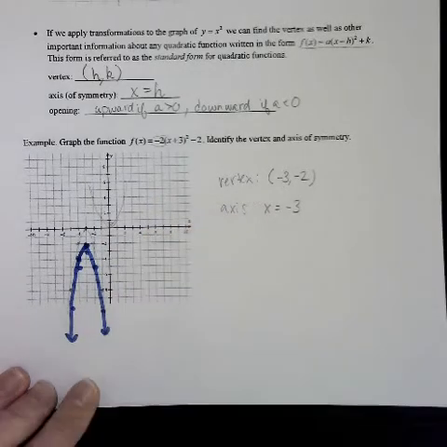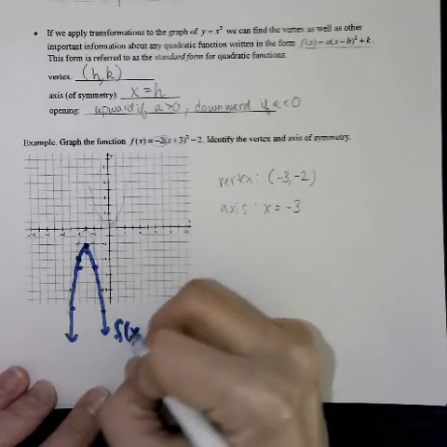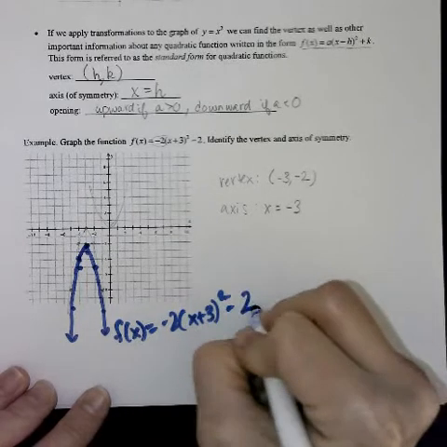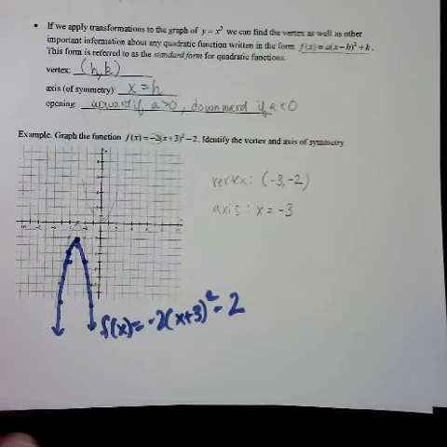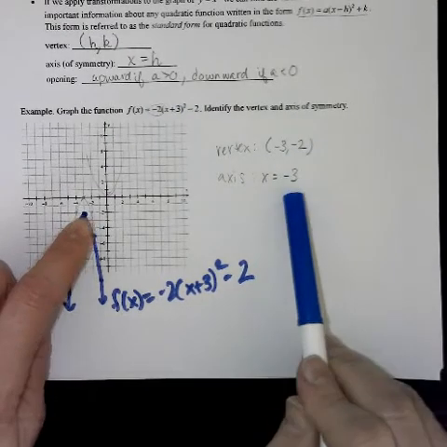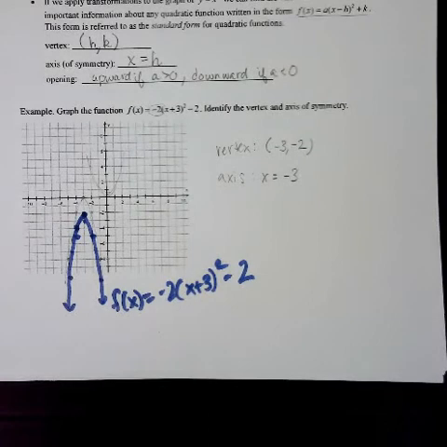So here's f(x) = -2(x + 3)² - 2. Okay, so there's our vertex. And of course our axis of symmetry goes right through there, so that's why it's x = -3.